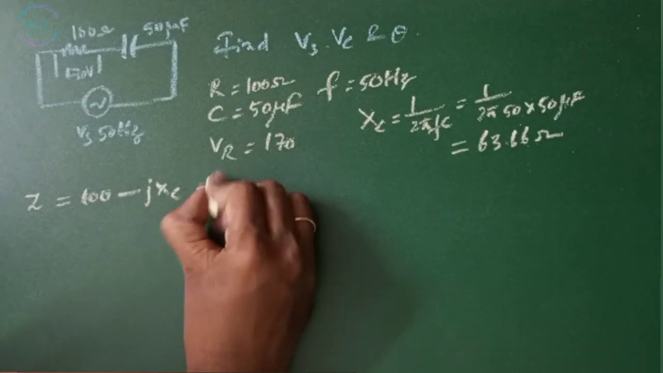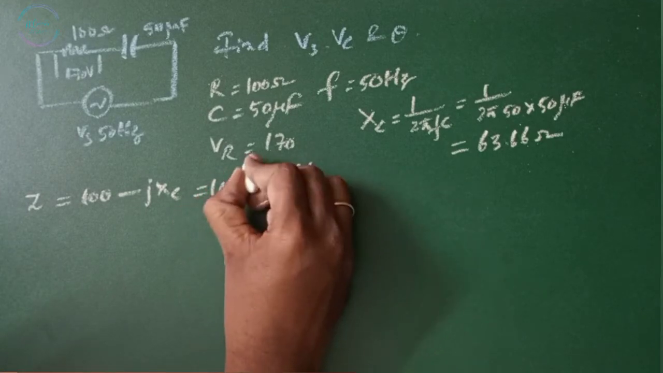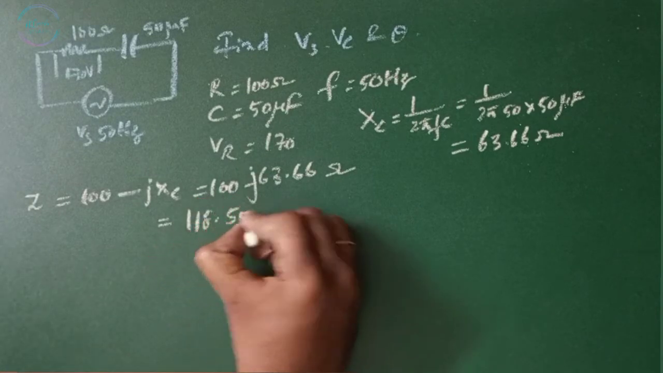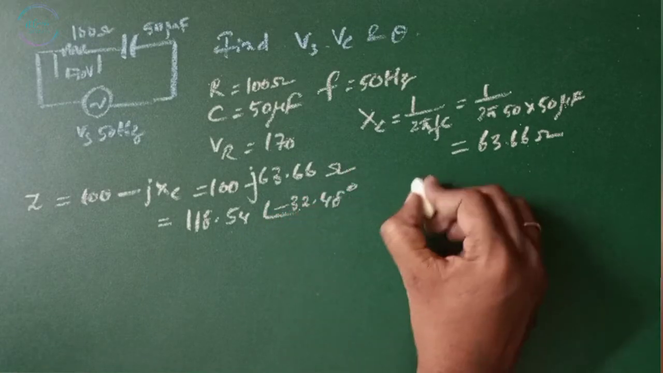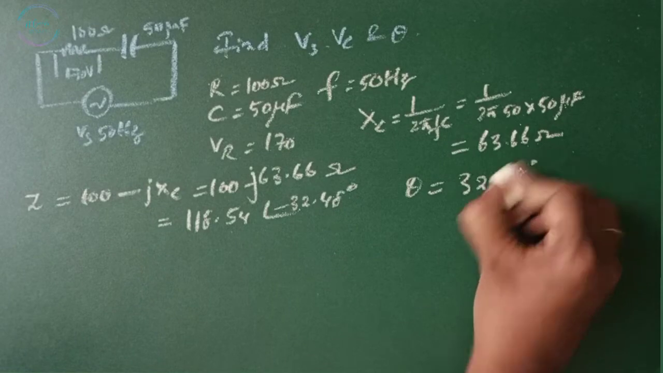Then Z will be 100 minus 63.66 j, which is 118.54 at an angle of minus 32.48 degrees. So from which we can say theta equals 32.48 degrees.